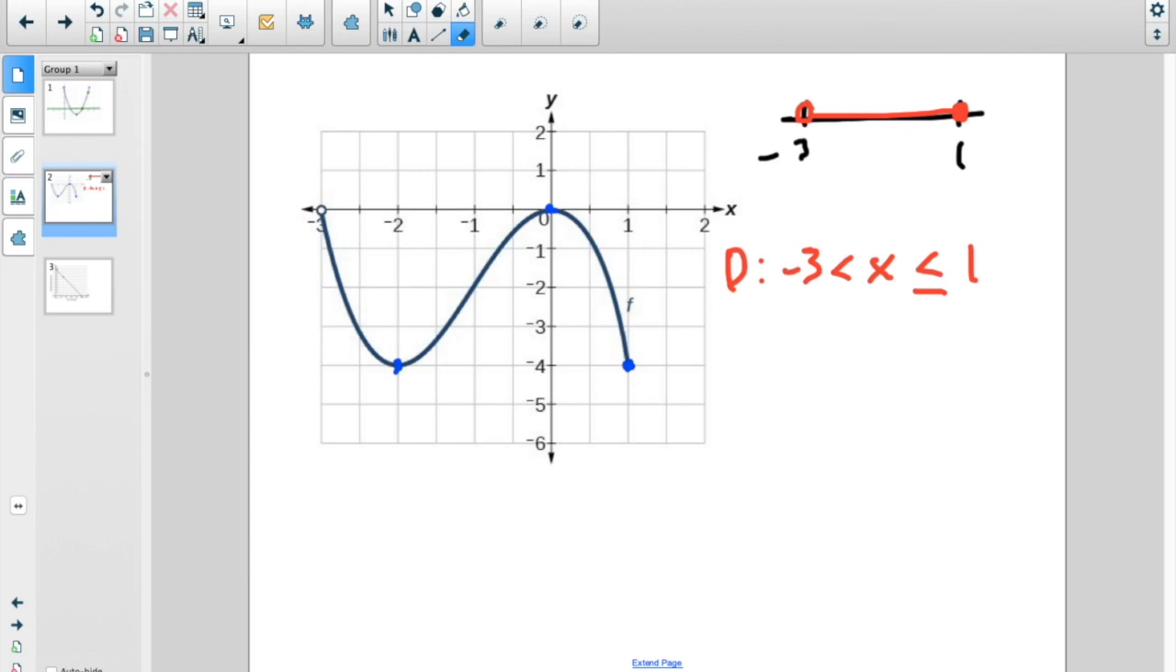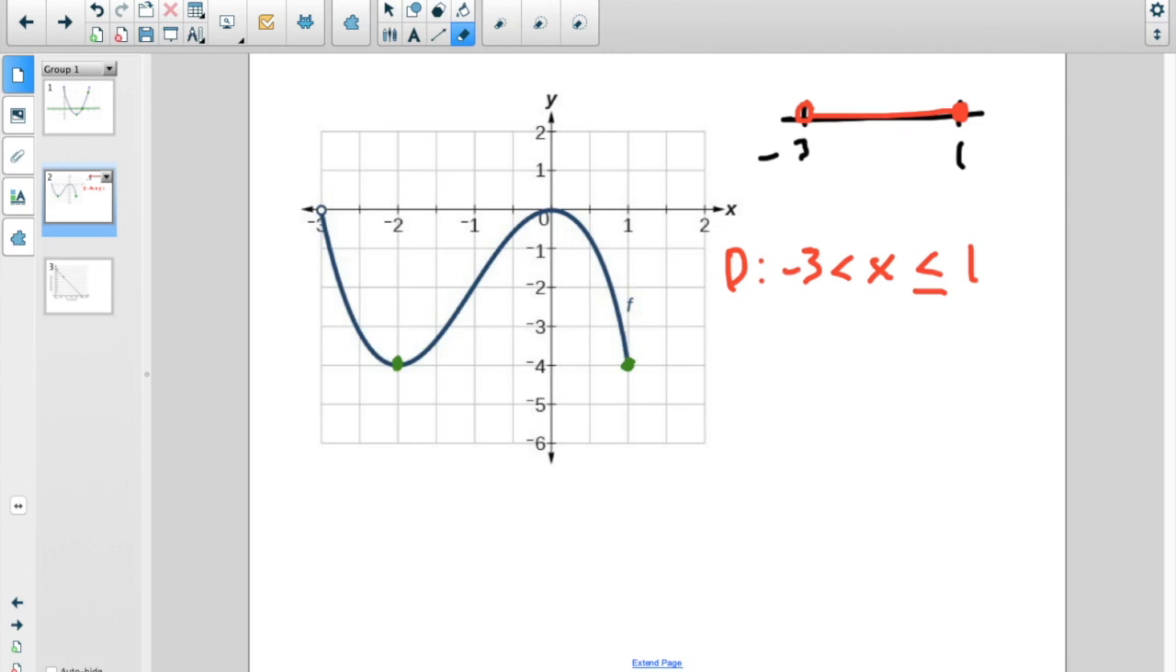Now, when we're looking towards your range, we're looking at your y values. So again, your y-axis is going to be coming vertically this way up and down. And we want to be asking ourselves, okay, what values of y exist in this particular relation? Okay, so we can see here we do have a y value of -4 here. We have another y value of -4 down there.